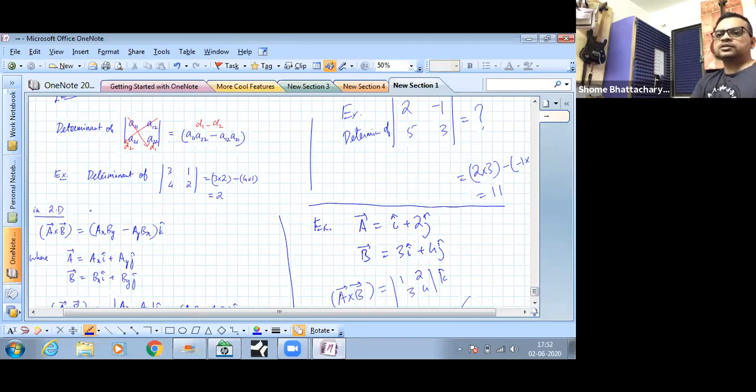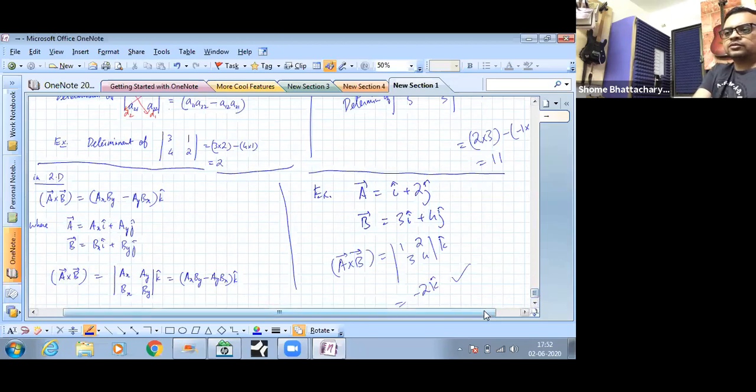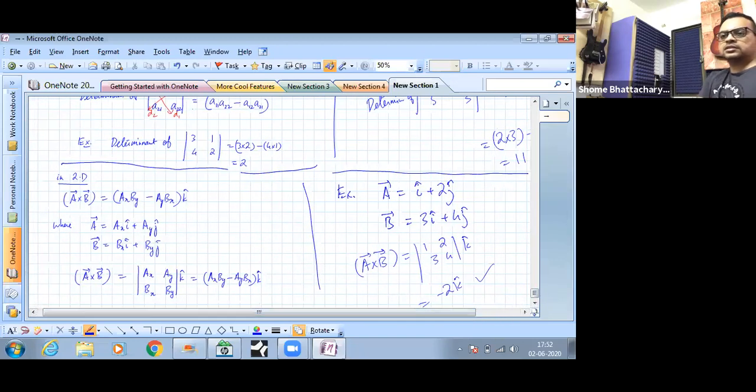Okay, so that is the determinant concept. This was the simple example we did. Now the example with a vector. First of all, the formula in determinant terms becomes like this. All right, so this is clear, I hope.